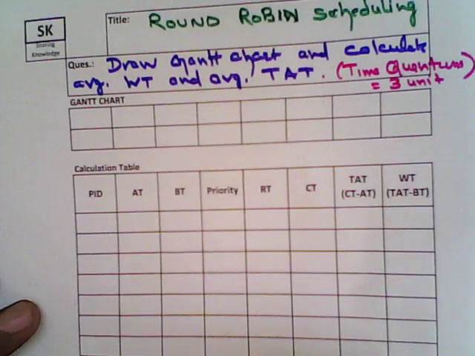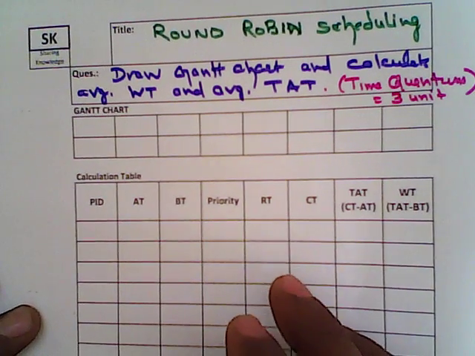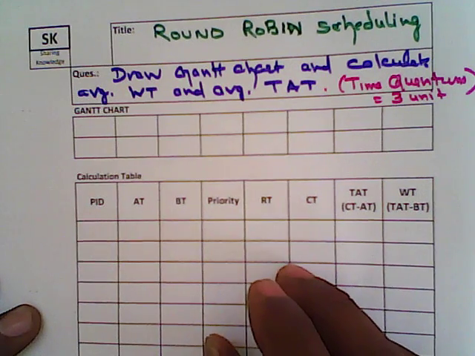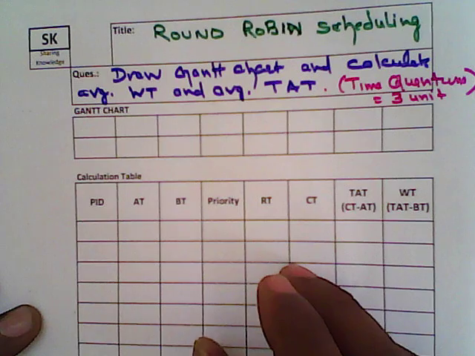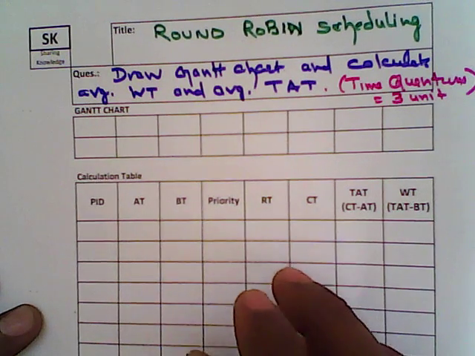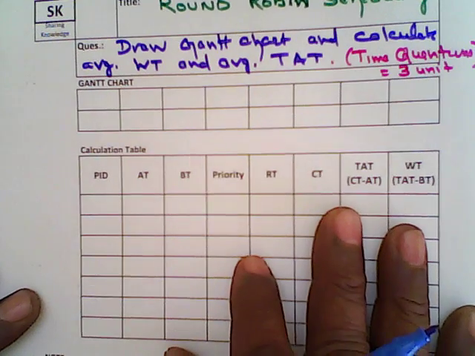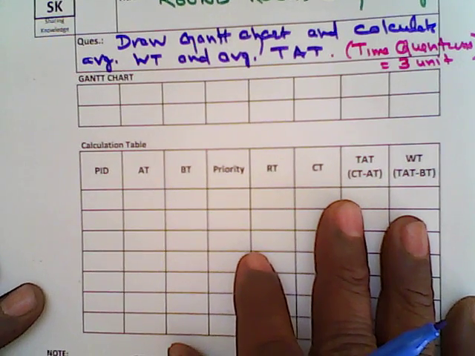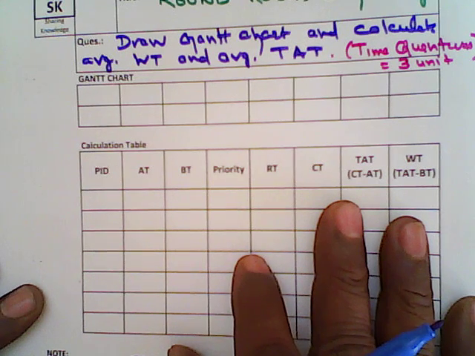Dear student, today I am going to discuss a very important topic: round robin scheduling algorithms. This scheduling algorithm is very important from the university perspective, and it is covered in almost all universities' question papers.